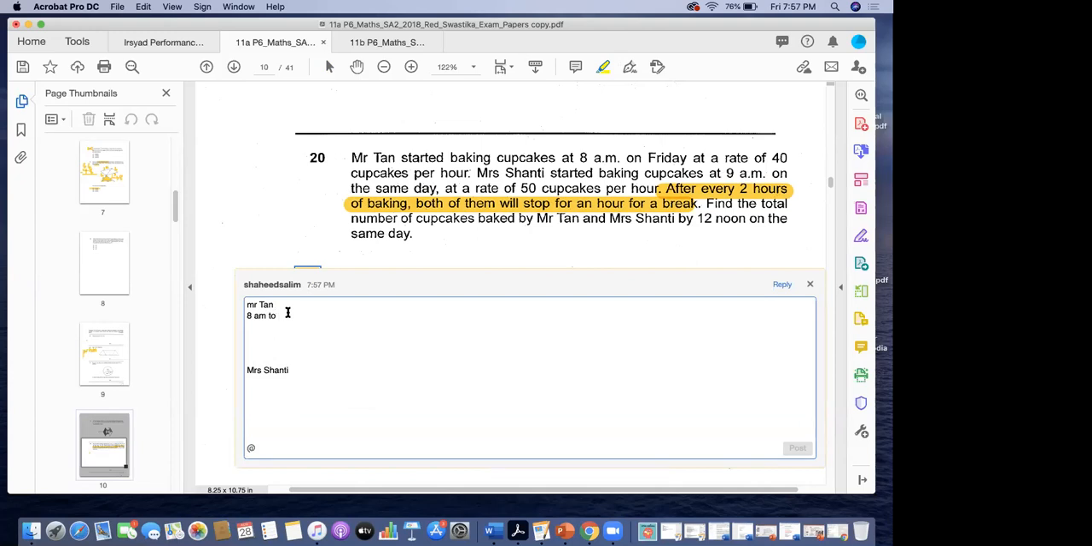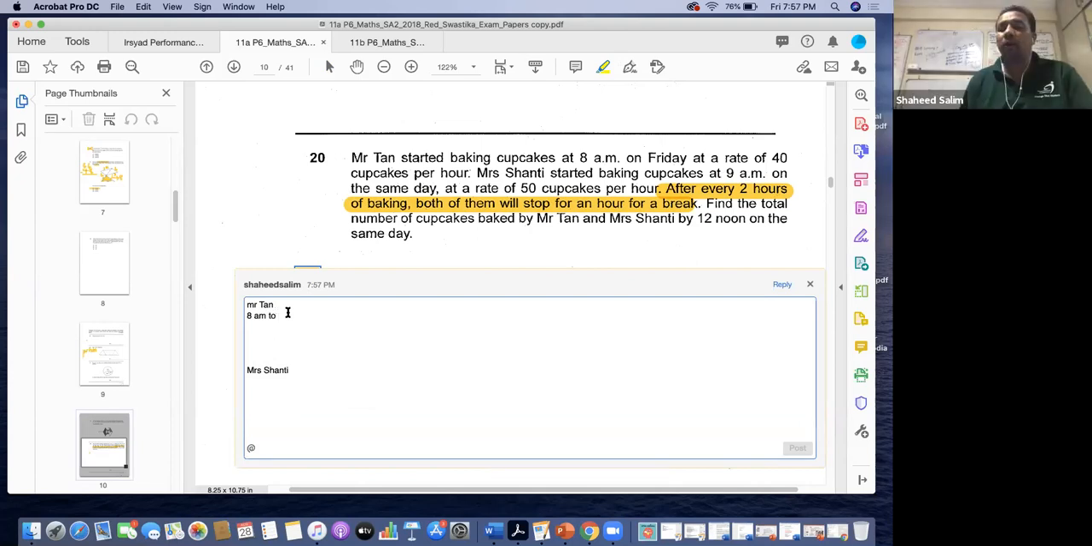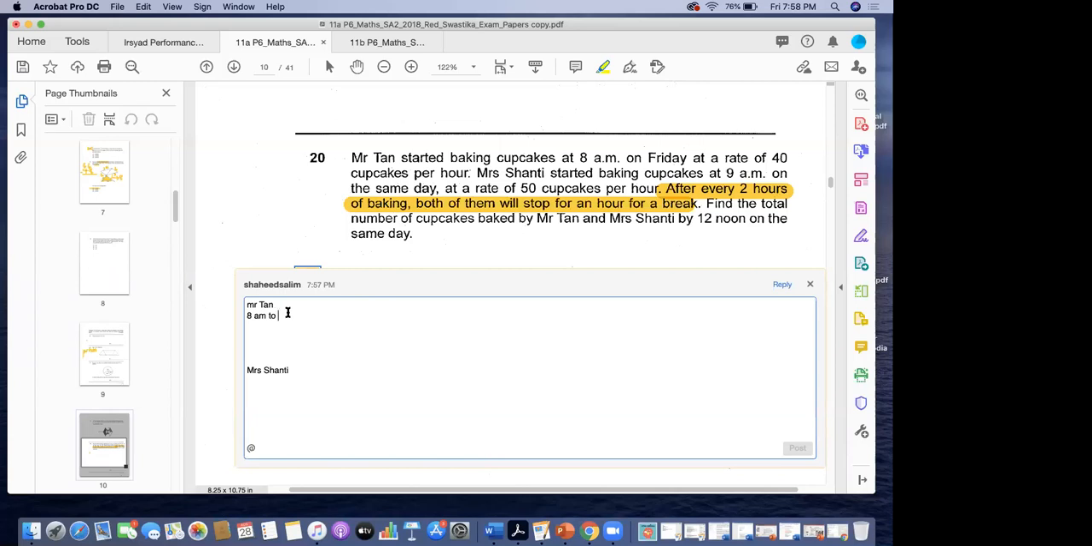I don't understand. Okay, he's going to work, both of them, every 2 hours, they take a 1 hour break. So he works for 2 hours, he takes 1 hour break. If he starts at 8 a.m., what time will he take a break? He starts at 8 a.m. 10. 10, 2 hours, right?